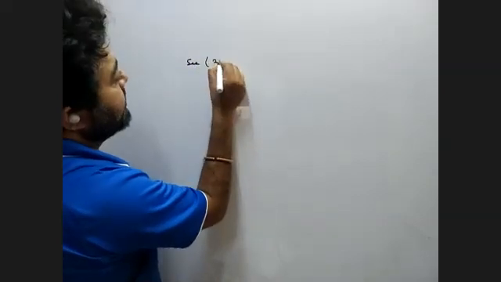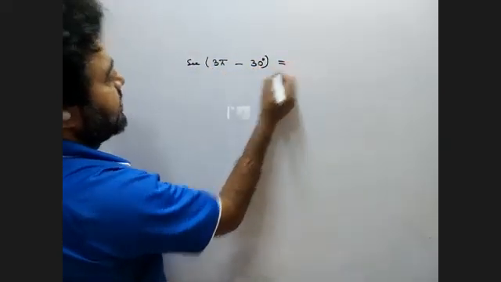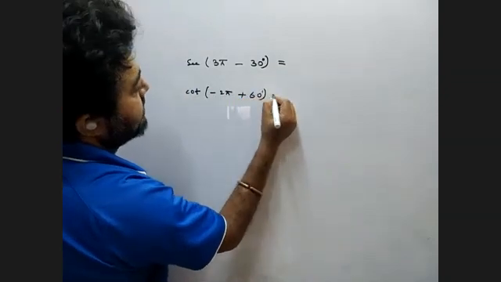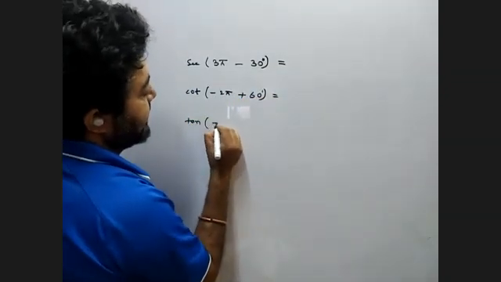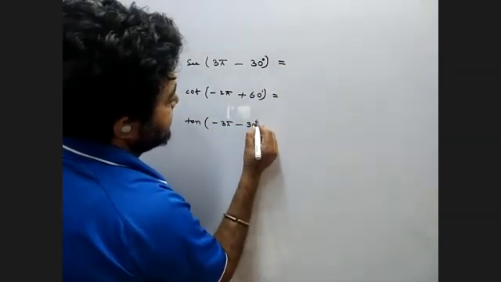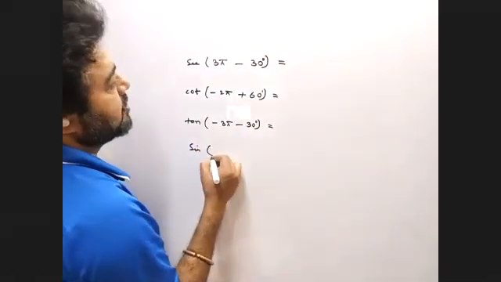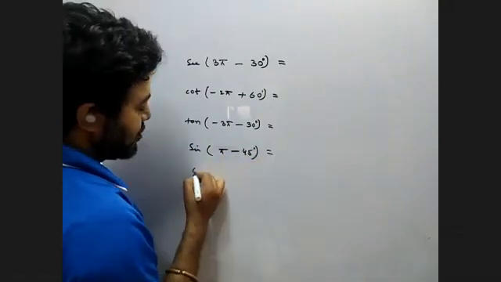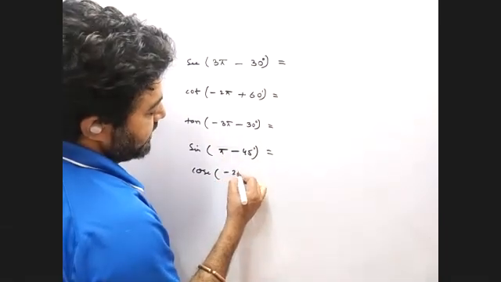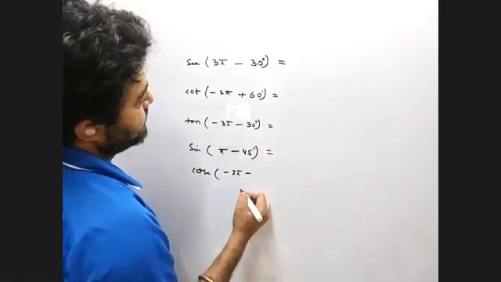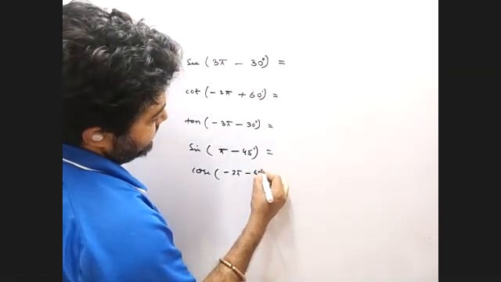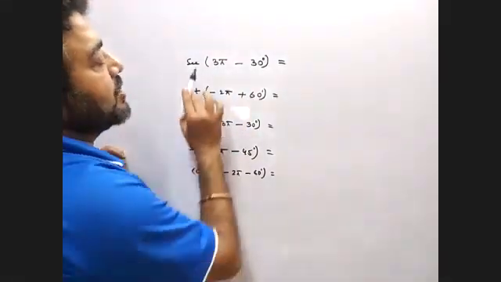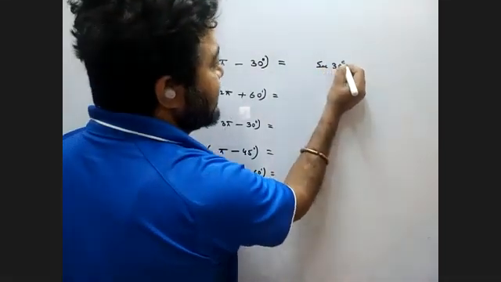sec 3 pi minus 30 degree, cot minus 2 pi plus 60 degree, tan minus 3 pi minus 30 degree, sine 2 pi minus 45 degree and cos minus 2 pi minus 60 degree. So my main aim, see, as it is 3 pi, 2 pi, 3 pi, pi, 2 pi. So sec becomes what? Sec 30 degree. Is it clear?